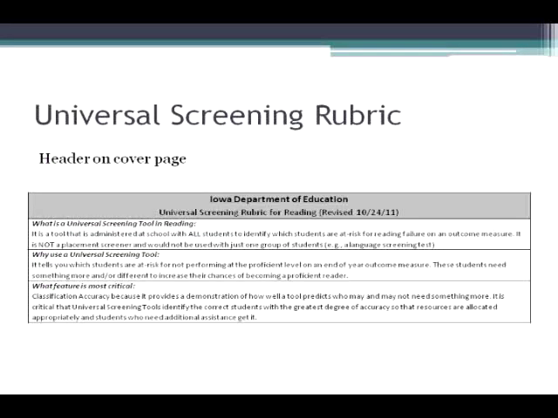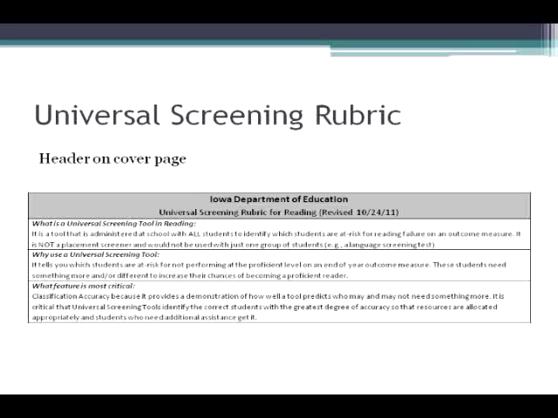On the cover page, there is this consistent header. On the header, there are 3 questions that everyone, all of the workgroup members that use the rubric, should have a consistent understanding of. It's, in a sense, the mission statement of the screening rubric. So the first question is, what is a universal screening tool in reading? The core group and the work group came together with feedback from the vetting group to determine what this definition would be of a universal screening tool.